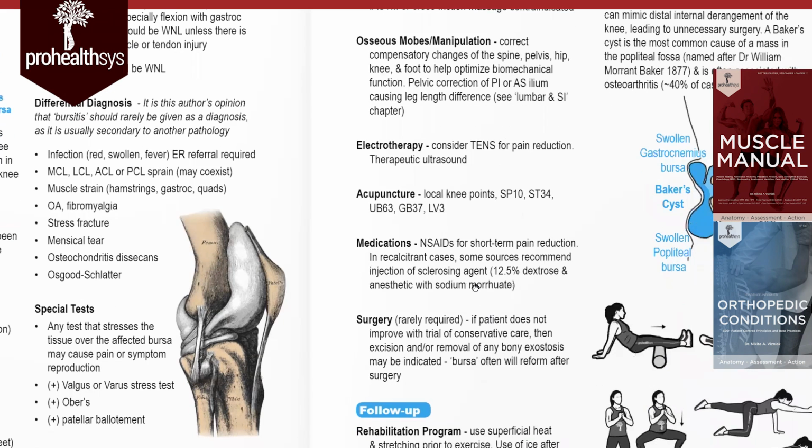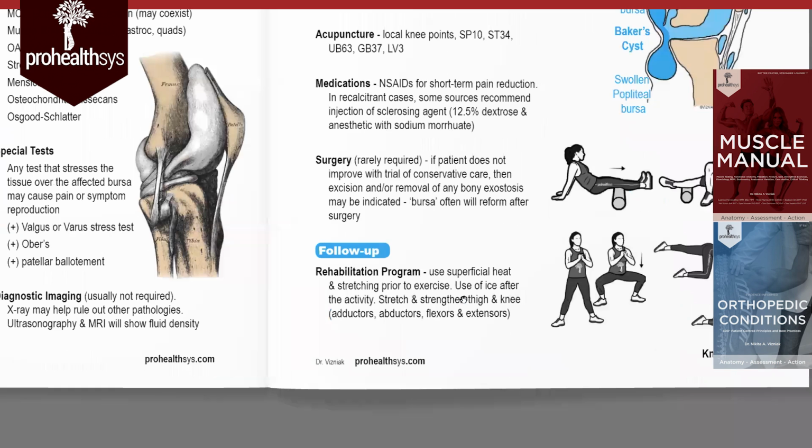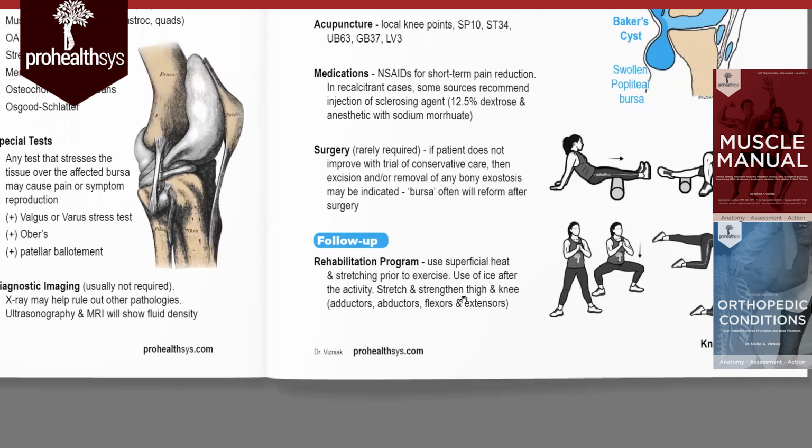If they have a bursectomy done, they often reform. So if there's a bony exostosis, that could be there. Again, that can be removed, but the bursa may reform if there's still irritation, or they might have sensitivity from it. But surgical options, after all conservative management has been attempted, then you can look into that as an idea. Rehabilitation program: use superficial heat and stretching prior to exercise.